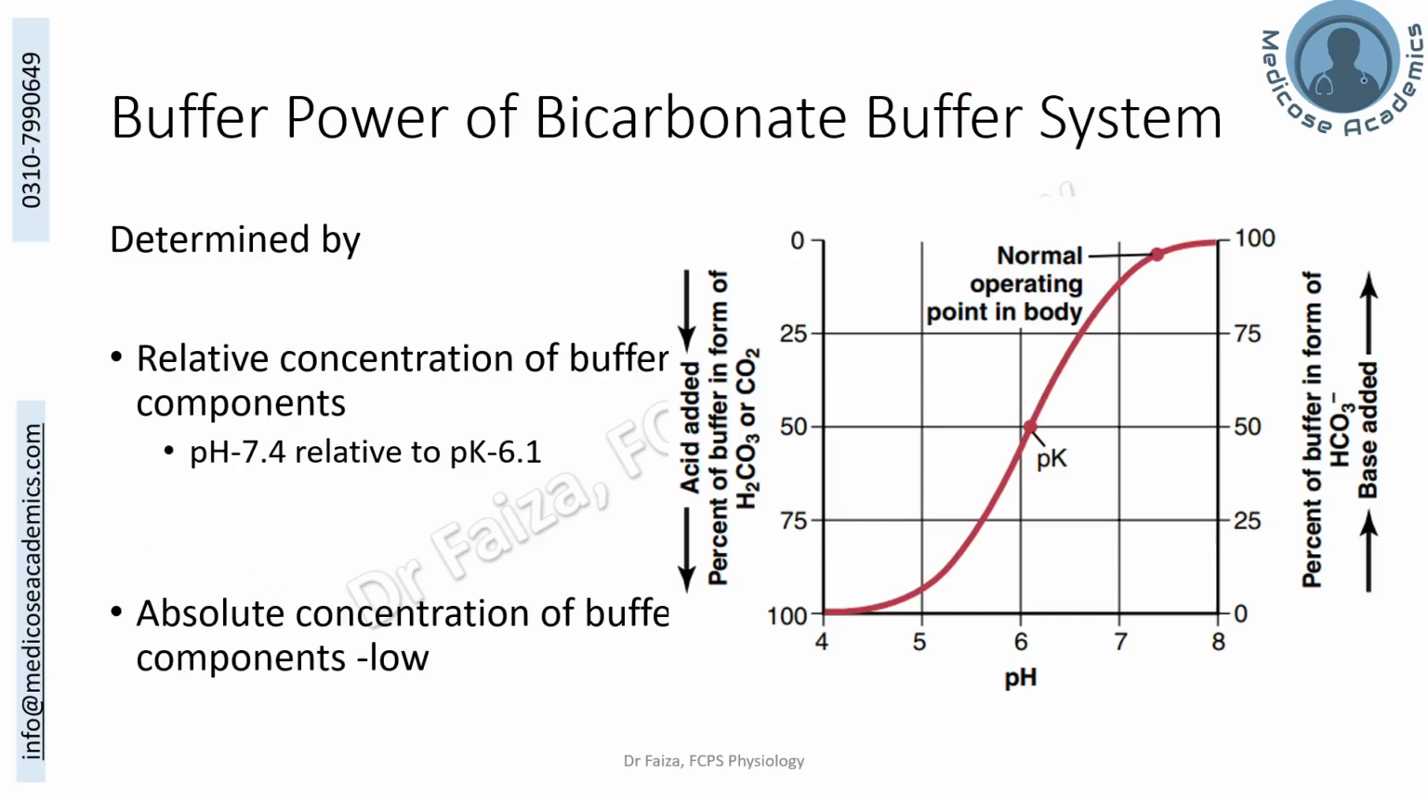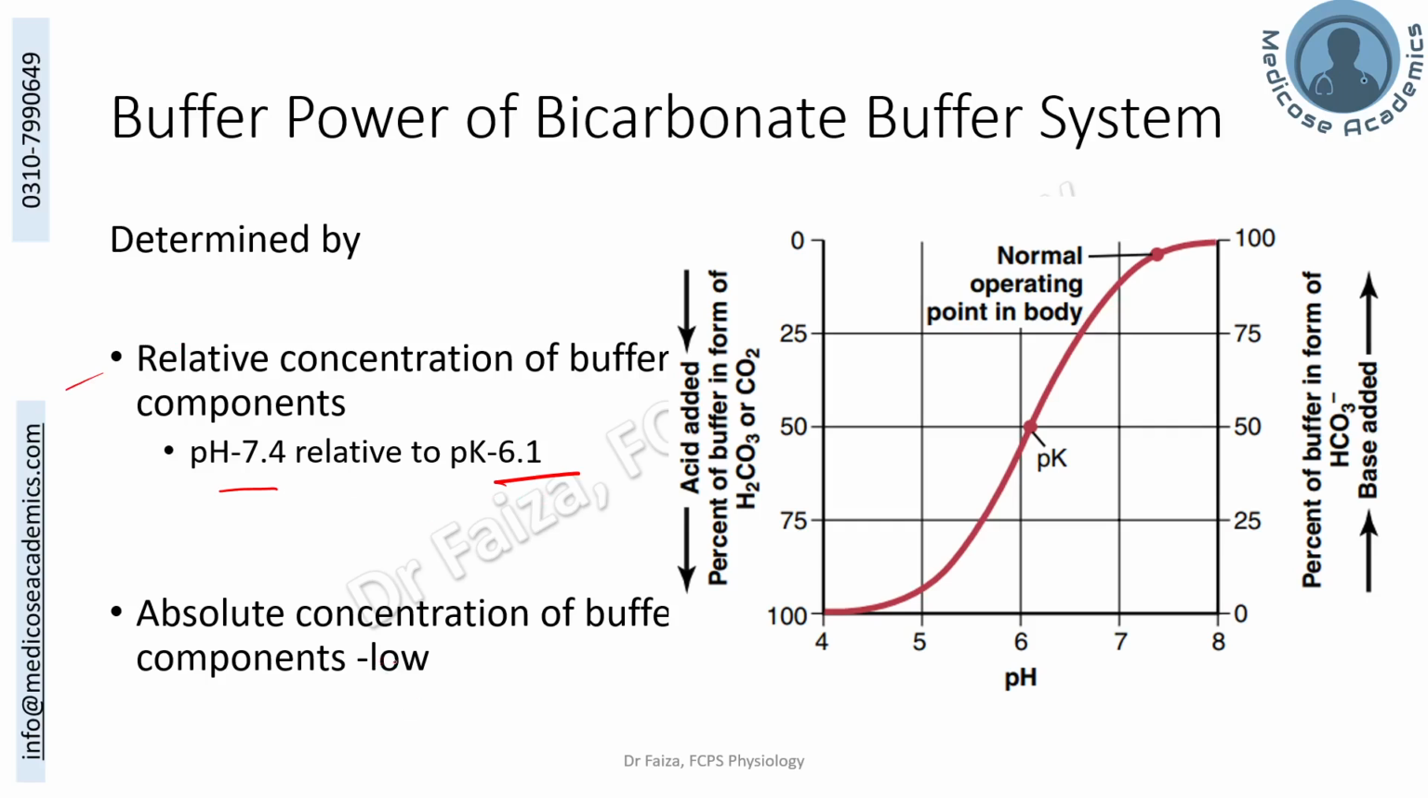The buffer efficacy is determined by the relative concentration as well as the absolute concentration. If we apply this rule to the bicarbonate buffer system, the pK of the bicarbonate buffer system is 6.1, whereas the pH of the plasma or extracellular fluid is 7.4, which is quite away. So not in favor of it.